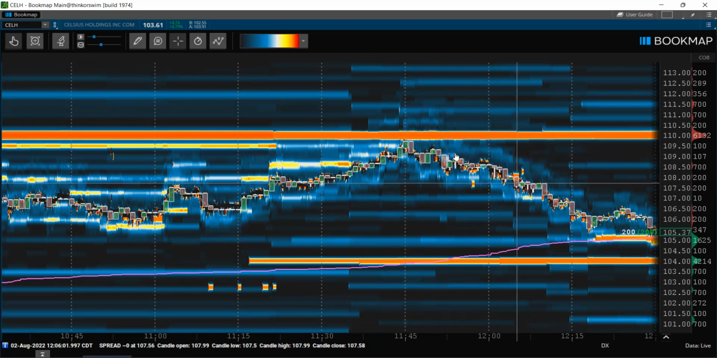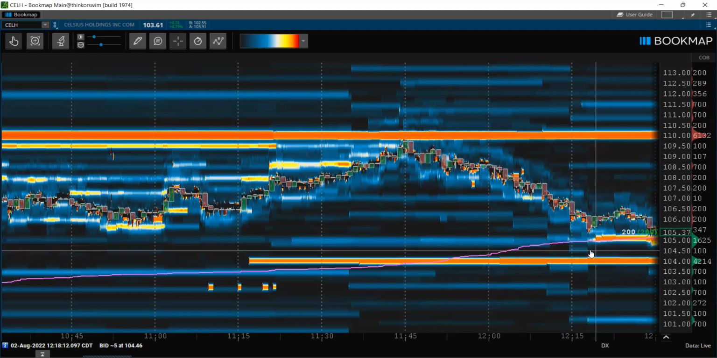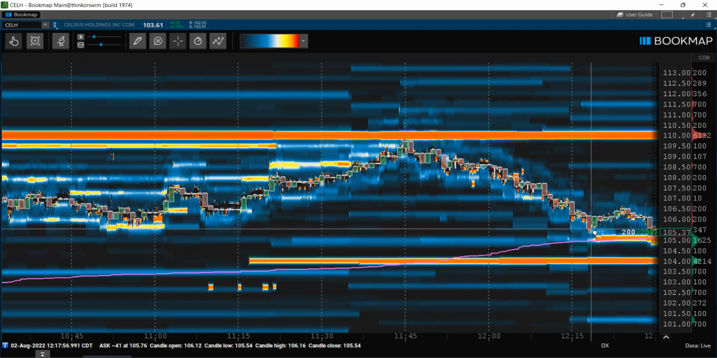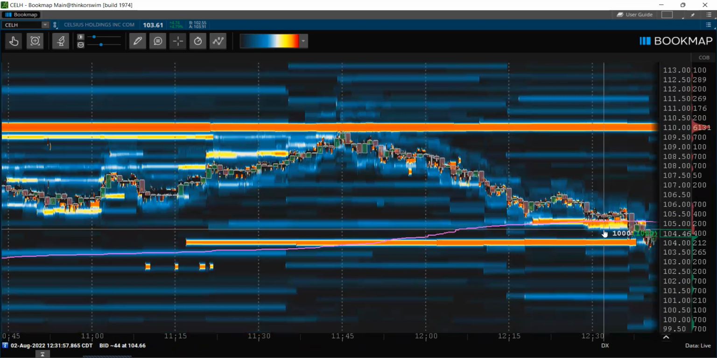So with that said, it ends up pulling all the way back. And then where are the buyers finally coming in? 104, 105, and that's exactly where they start holding it. But with that said, the overall market got bad, some news, and they just started dumping through the floor. So anyway, that was Celsius.